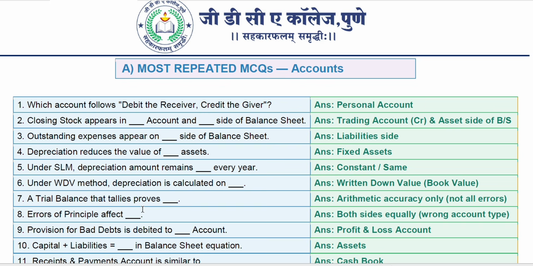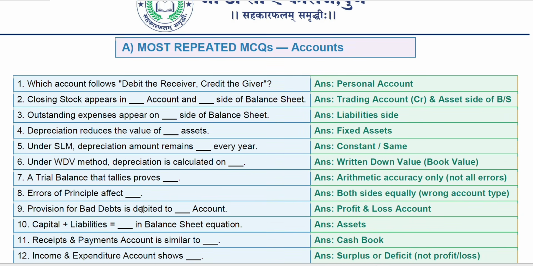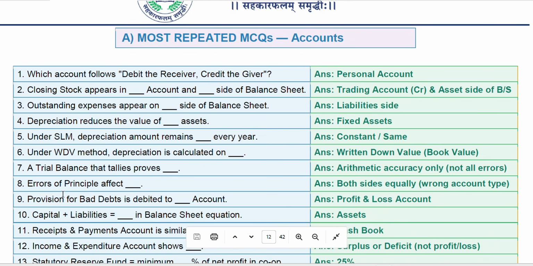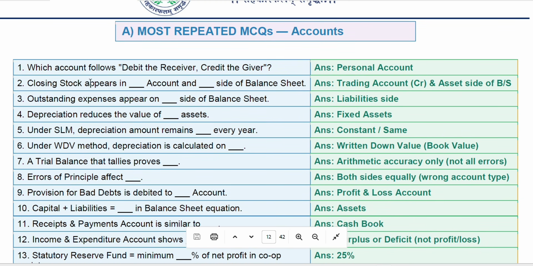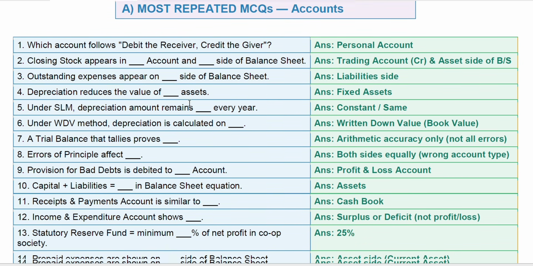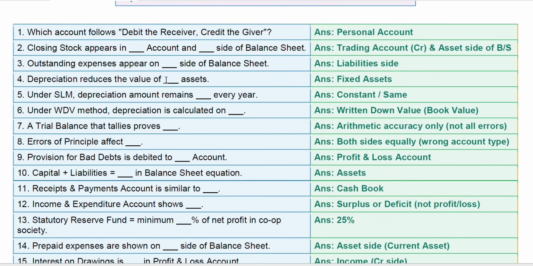Most repeated MCQs for account subject: which account follows debit the receiver, credit the giver? Personal account. 2, closing stock appears in dash account and dash side of the balance sheet. Trading account and asset side of the balance sheet. Outstanding expenses appear on dash side of the balance sheet. Liabilities. Depreciation reduces the value of assets, dash fixed asset. Under SLM, depreciation amount remains the same or constant every year. Under WDV method, depreciation is calculated on written down value, book value.